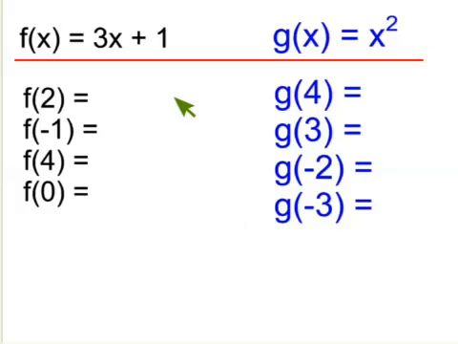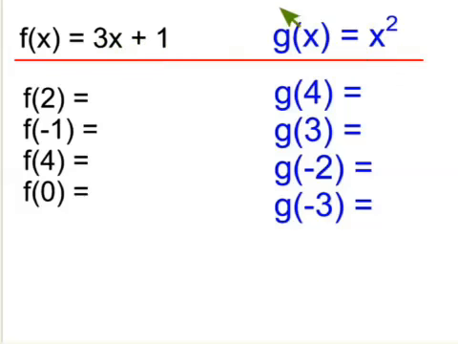Let's take a moment and figure out what this screen says. Don't look down below just yet. Up here I have defined or given you two machines. This one's called f of x. What it does is it takes 3 times the input and then adds 1, because we have to follow order of operations, of course. So machine F takes 3 times the input and then adds 1.